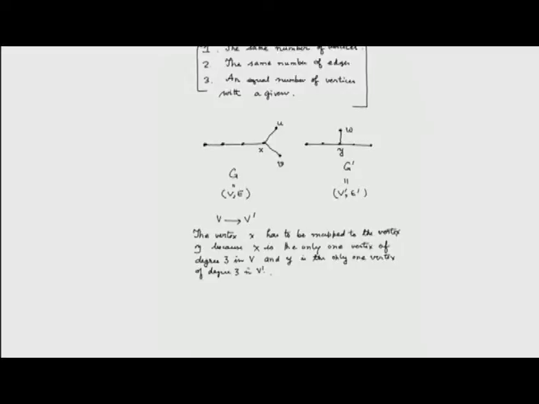Now, if we look at this region and this region, we see that from x, 2 vertices are connected which are of degree 1, but from y only one vertex is connected which is of degree 1. Therefore, there is a structural difference between these two graphs.